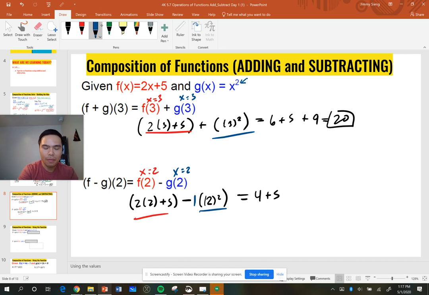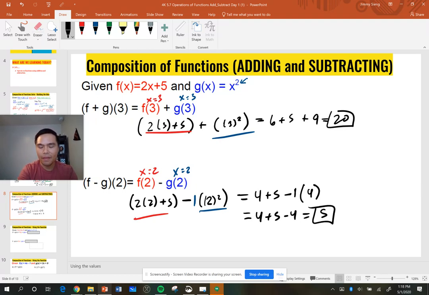Remember, there's a -1 out here, so I'm going to leave that there for now, okay? -1 times 4 is just -4. So this is 4 plus 5 minus 4. That's just going to be 5. All right? Man, that's a lot of work, right?